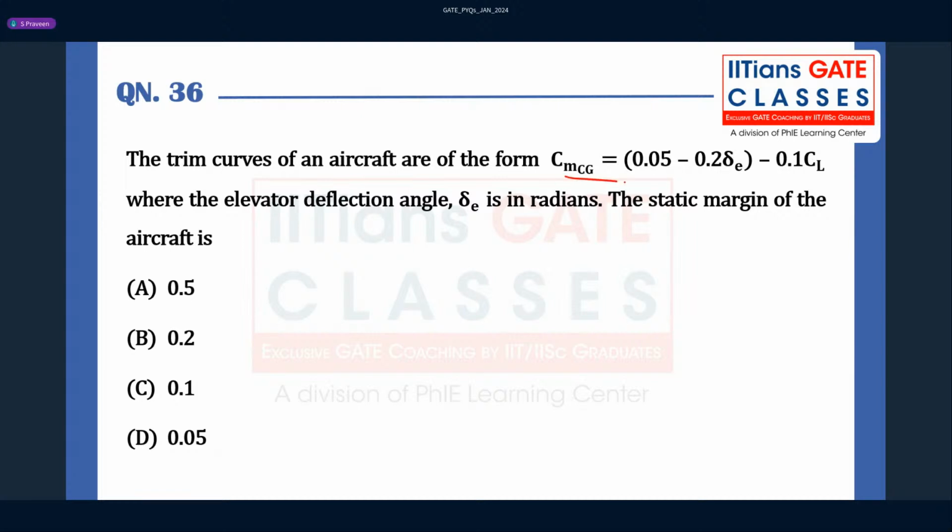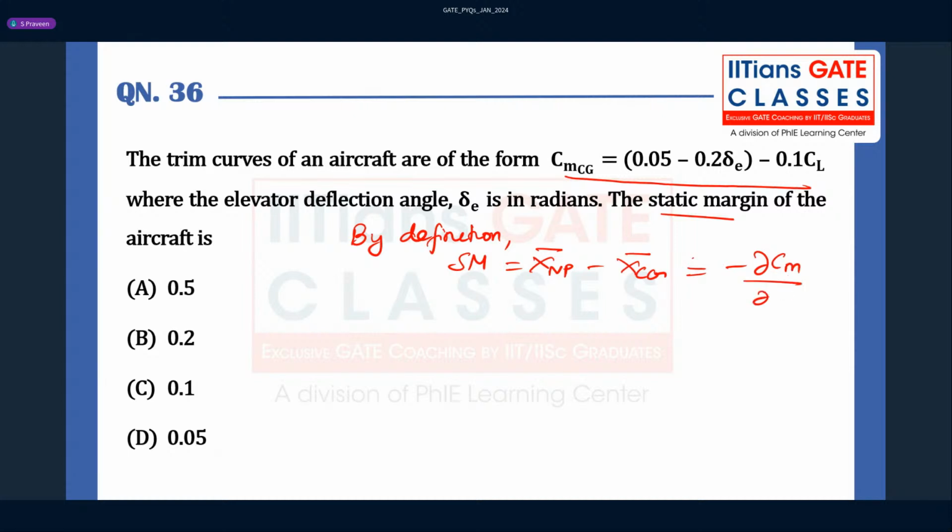So underline this expression CMCG; static margin is asked. So by definition, static margin is basically the difference between the normalized distances of the neutral point and the CG. Which can be written as minus dou CM by dou CL. So this is basically the formula for the static margin. Okay. So please remember this.